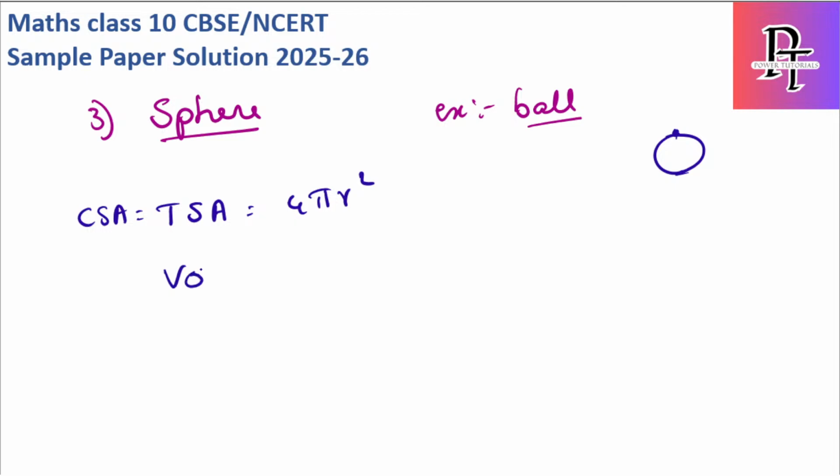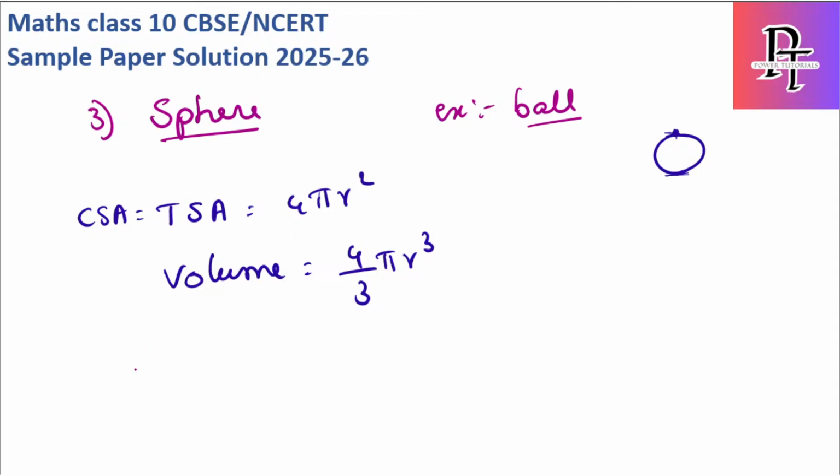And then we have volume formula, 4 by 3 pi r cube. Always remember, volume is cube, everything will be in cube, whereas for area it will be in square. Why are TSA and CSA both same? Because as I mentioned, the top and bottom of a sphere are 0, so there is nothing.